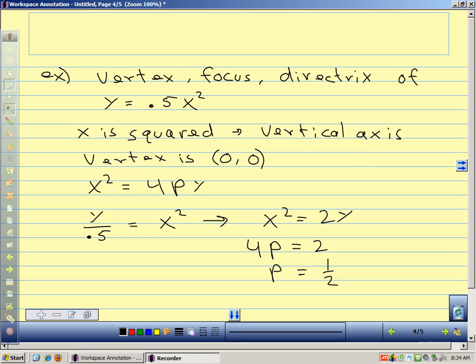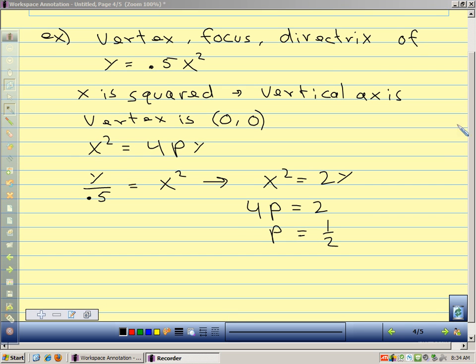Is it just coincidence that it's the same as the number that was in front of us in the original? In this case it is, yes. It just turned out that way.